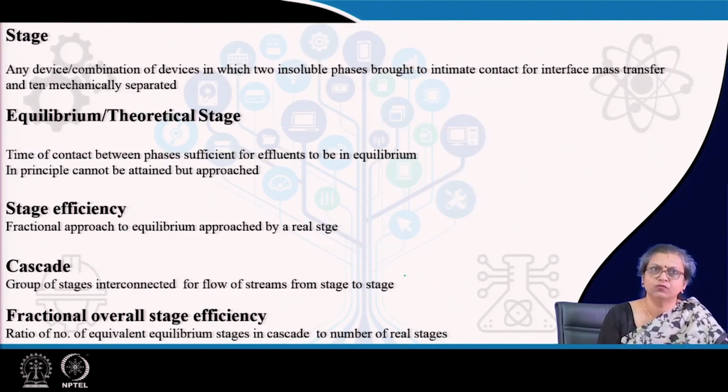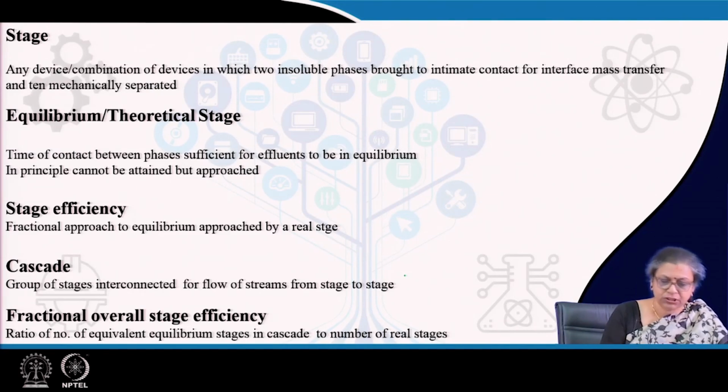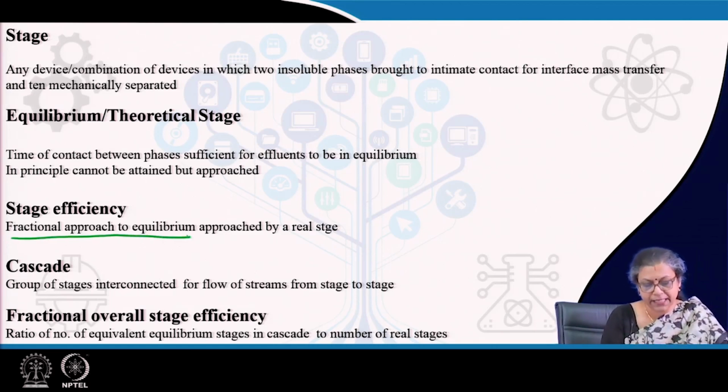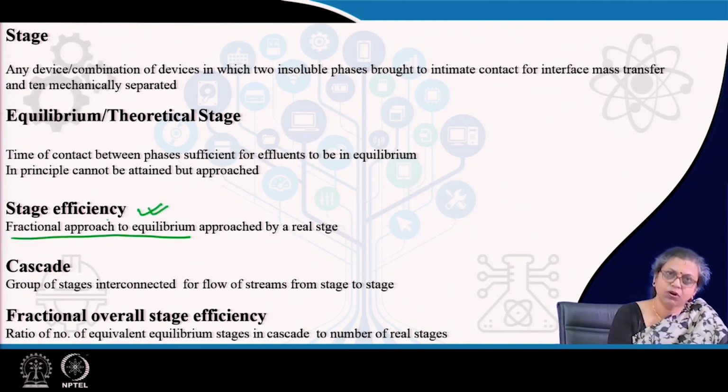So, mostly what do we get? We can approach equilibrium, we cannot attain it. The fractional approach to equilibrium that we can achieve in an actual stage is known as the stage efficiency. We will be discussing more of stage efficiency when we discuss the individual processes.